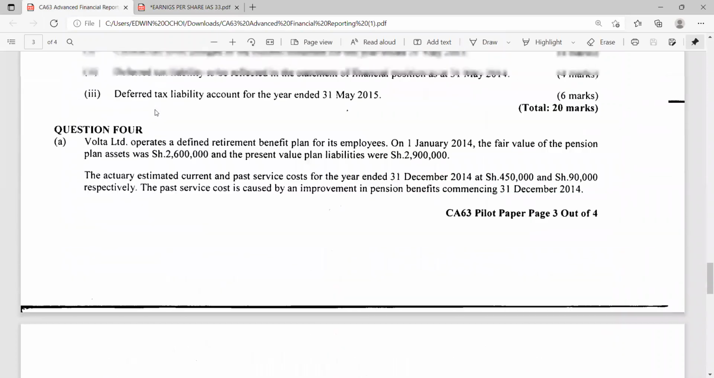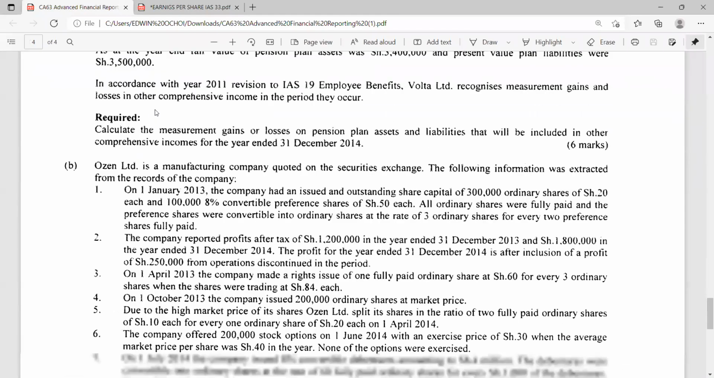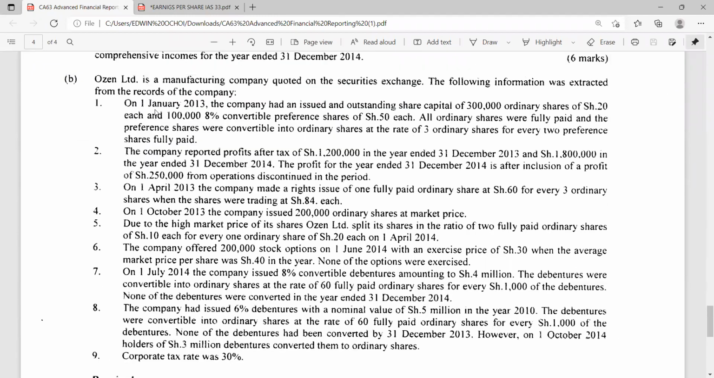This is question 4, September 2015, question 4. So they are saying that Ocean Limited is a manufacturing company quoted on the Securities Exchange. The following information was extracted from the records of the company. On 1st January 2013, the company had in issue and outstanding share capital of 300,000 ordinary shares of shillings 20 each.